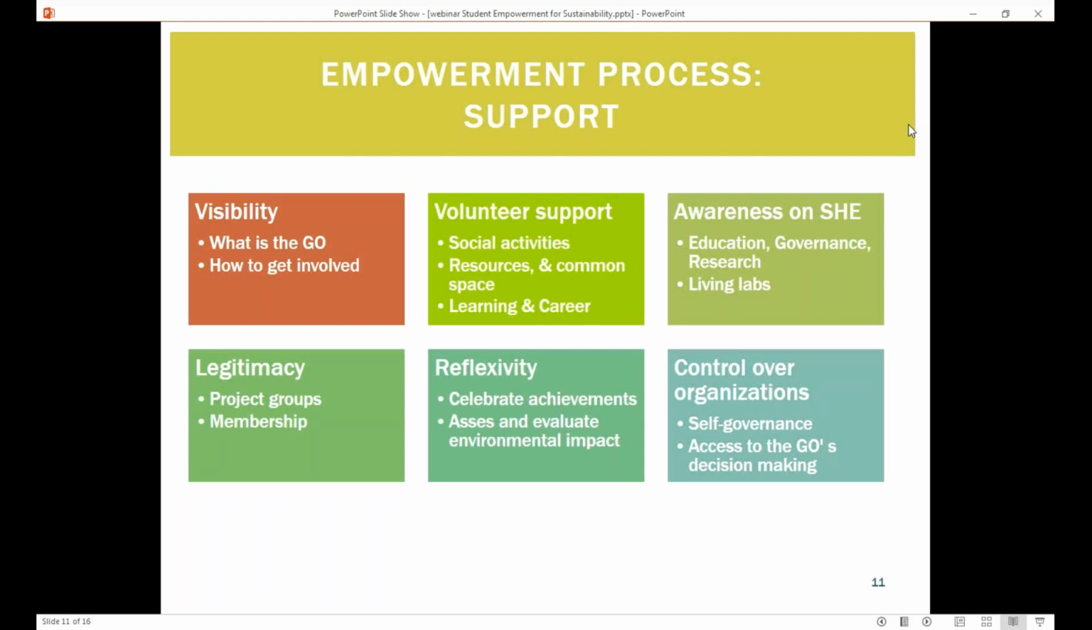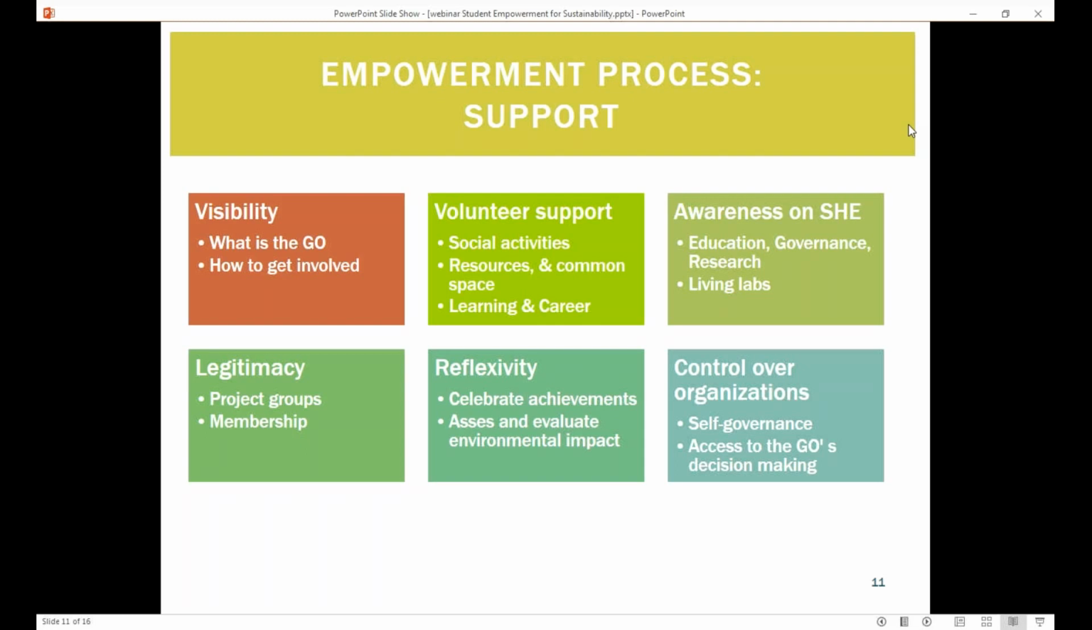I already explained it before, like what is the Green Office exactly, how to get involved. It's quite obvious, just knowing that you can go there. The second is volunteer support with social activities, because social activities is also one of the reasons why people are joining, to see their friends, to have some fun. You need to give them the resources they need, maybe common space, knowledge, and which gives meaning as well, like learning opportunities and career opportunities.